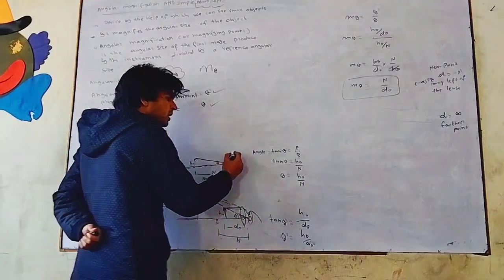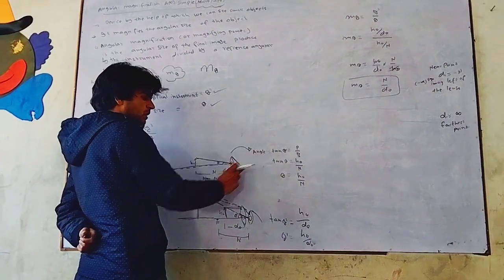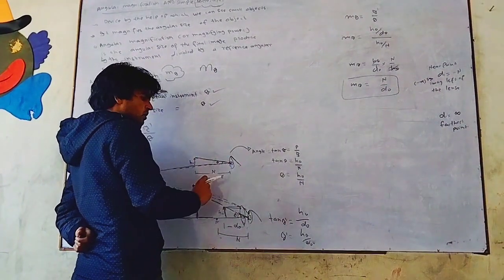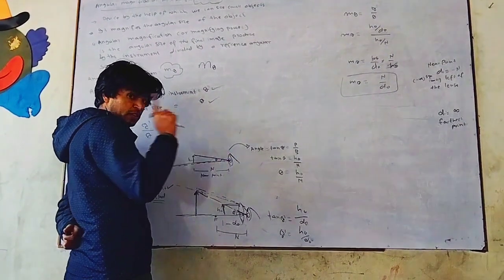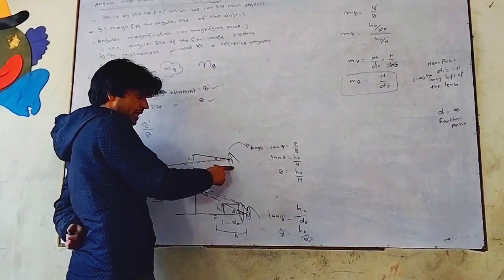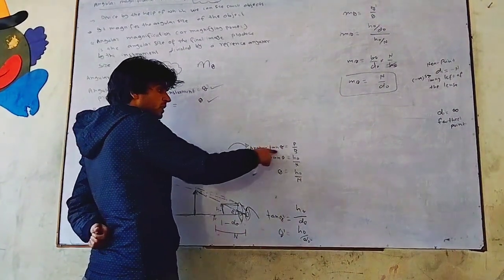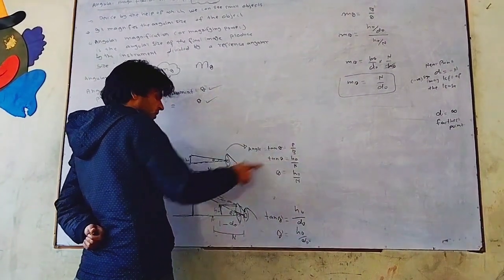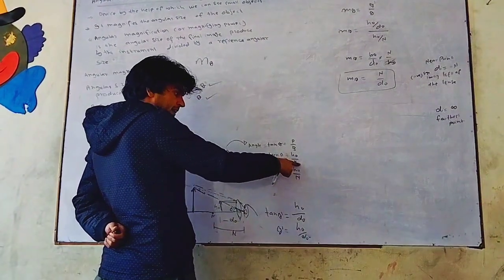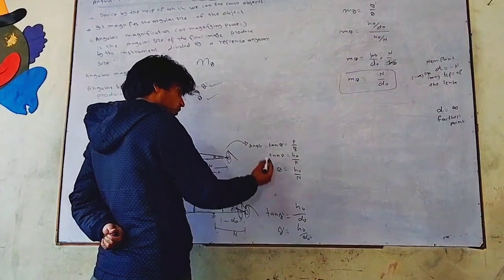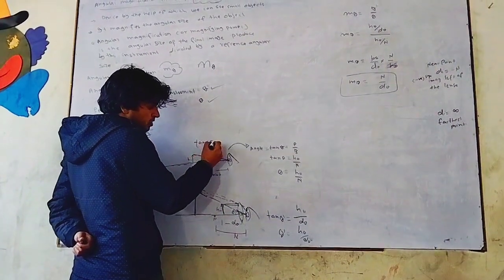The angular size theta depends on the lens. Tangent theta is perpendicular over base, which is the height of the object divided by the nearest point. Since the angle is small, tangent theta is approximately equal to theta.